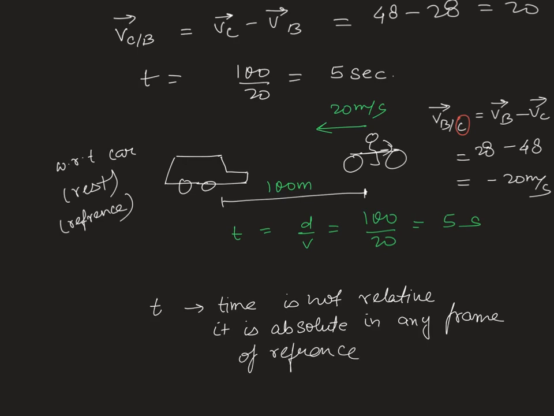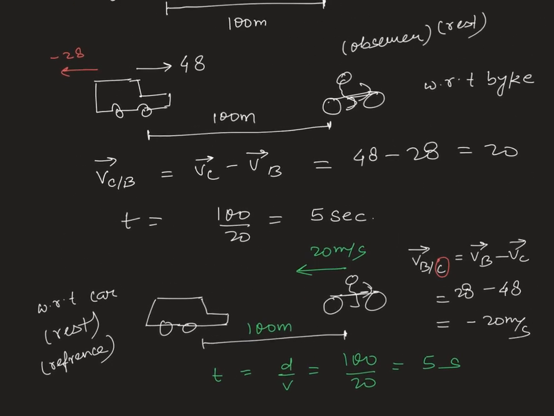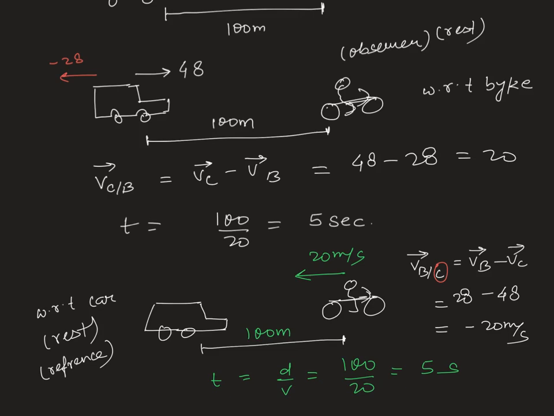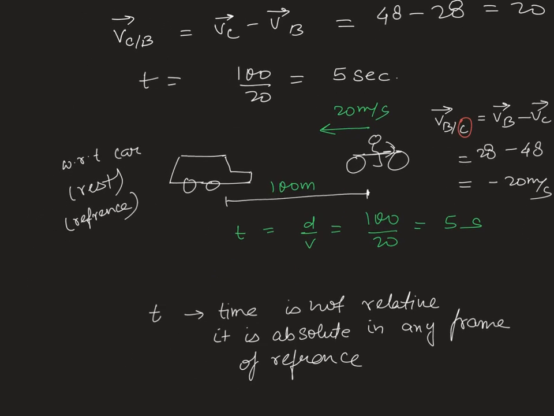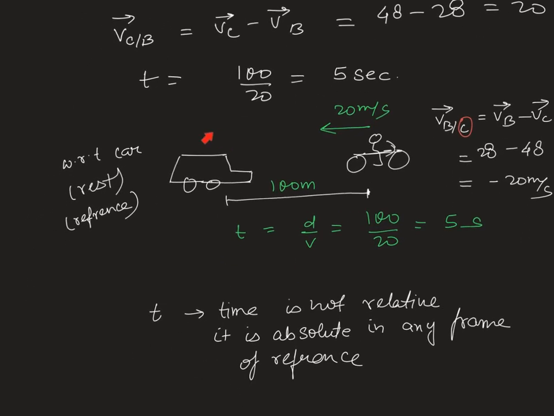So if we are observing the motion with respect to, let's say, the bike here, in the reference frame of the bike, 5 seconds crossed before the car overtook it. Likewise, when we were observing motion with respect to the car, also 5 seconds crossed before the bike reached it.